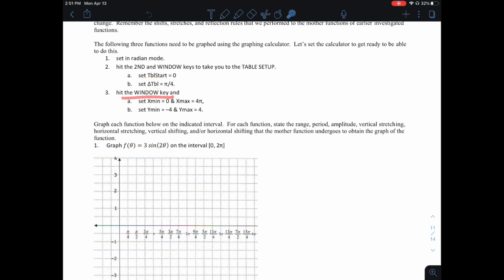In the Window button, set x min to be 0, x max to be 4 pi, y min to be -4, y max to be +4.